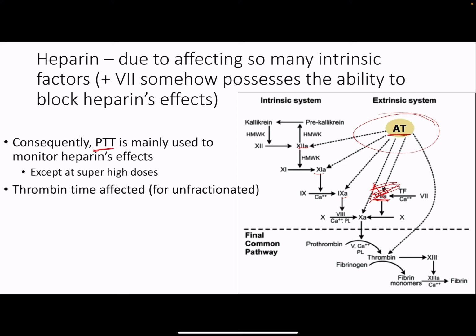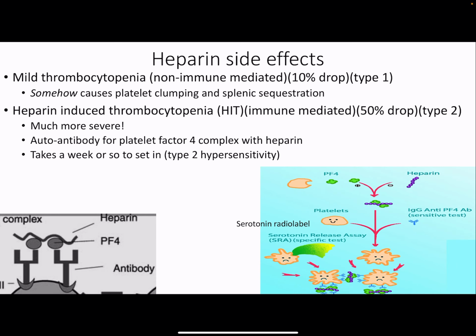Heparin is going to be measured via PTT, and that's really important. So I'm going to say that again. Heparin is PTT. Warfarin is really important as well. Warfarin is going to be PT. So warfarin is PT, heparin is PTT, except maybe at super high doses, which we can probably ignore. It does also inhibit factor 10 and thrombin, but because it inhibits thrombin, the thrombin time is going to be affected, at least for unfractionated, which we'll get to in a hot second.